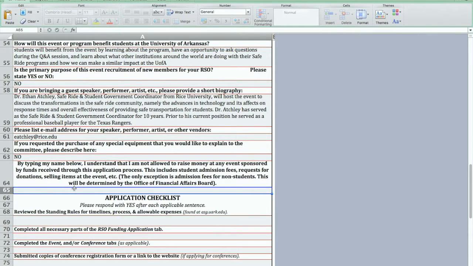By typing my name below, I understand that I am not allowed to raise money at any event sponsored by funds received through this application process. This includes student admission fees, requests for donations, selling items, etc. So please take this into consideration if you are planning on raising money at your event. You cannot receive money from OFA. So I'm just going to go ahead and type my name here.